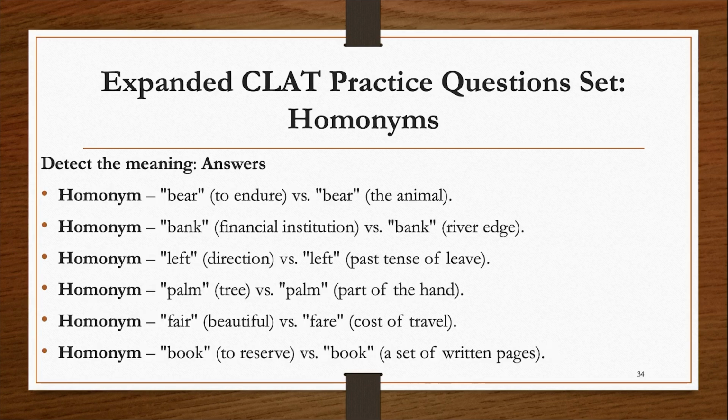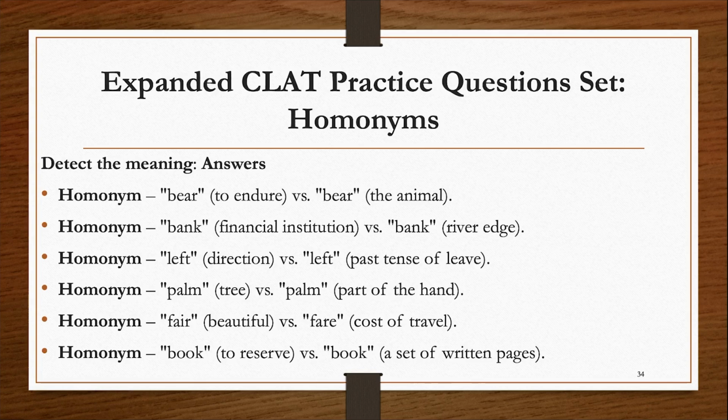Now, let's see. The first one, bear, is to endure, whereas the second, bear, means an animal. In the second sentence, the first bank was a financial institution, whereas the second bank was a river edge. The first left was a direction, whereas the second left is the past tense of leave, that is left. In the very same way, the first palm was a tree, but the second palm is the palm of the hand. Okay, the inner part of your hand, that's the palm.